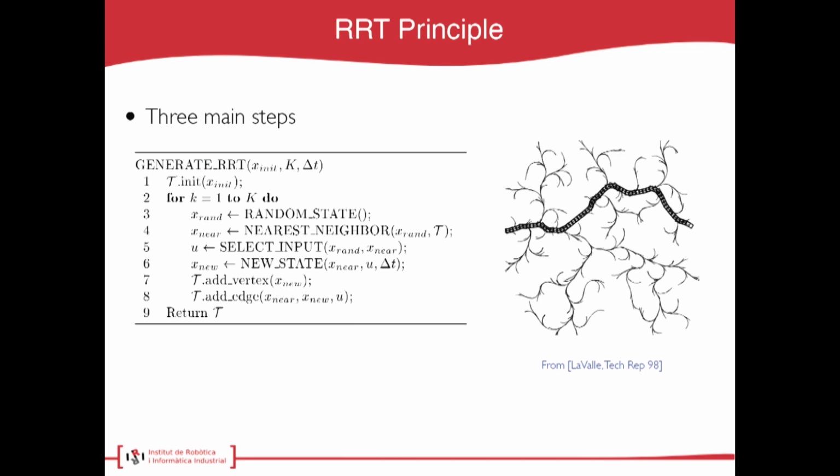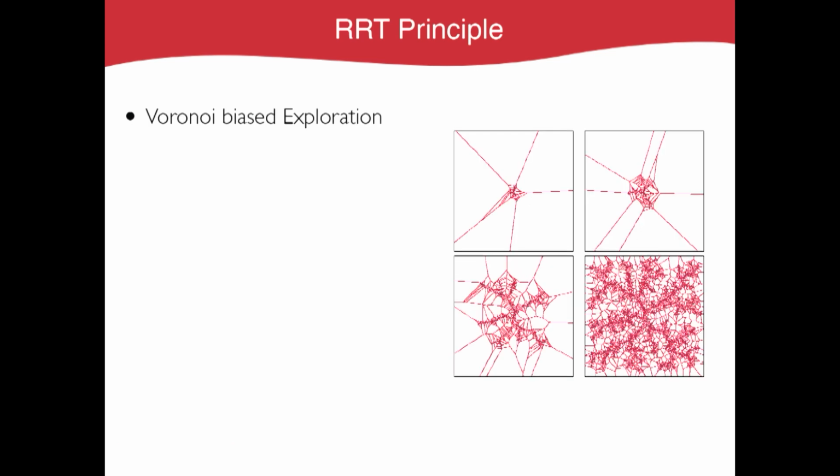First, because it's very simple to implement. You've got these three main steps that are random sampling, search of a nearest neighbor, and expansion of the nearest neighbor toward the state. But maybe more important, you have this Voronoi exploration bias that has been presented previously, that gives a greedy exploration strength to the planner.